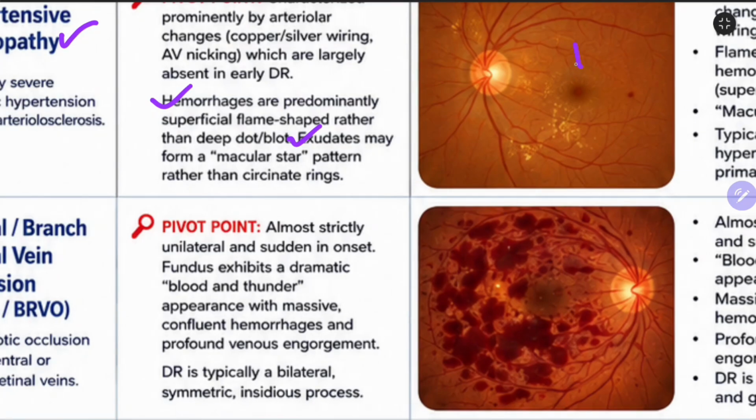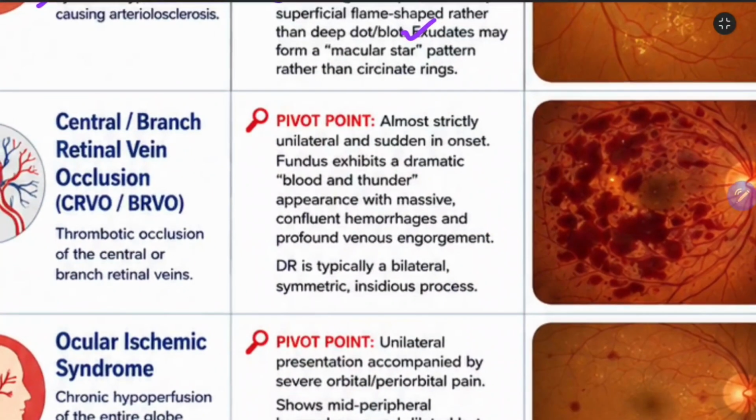They will be radiating from the macula like this. So macular star pattern like this. They will not be in a circinate pattern surrounding the macula. They will be radiating from the macula, you can see in this image only. They are not surrounding. Okay, so that's one different thing. So that's about hypertensive retinopathy.